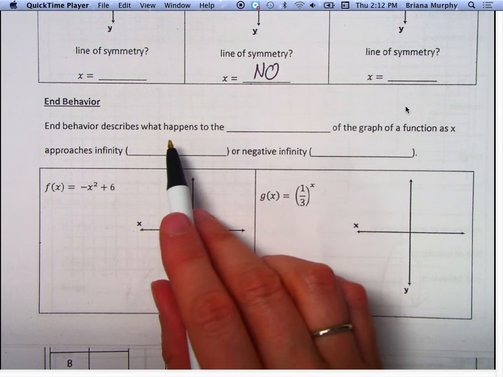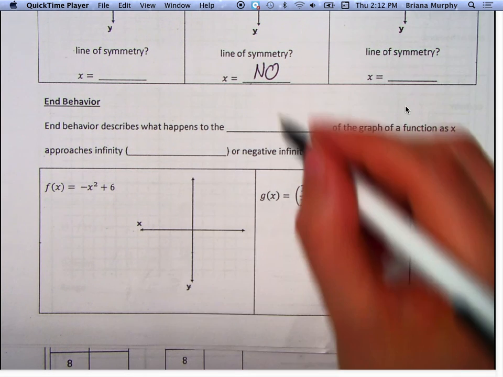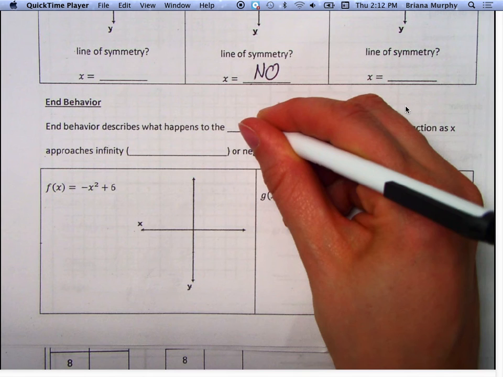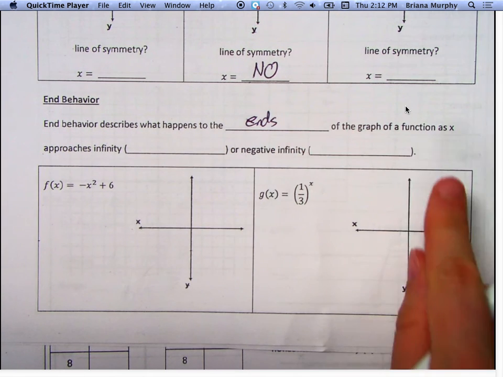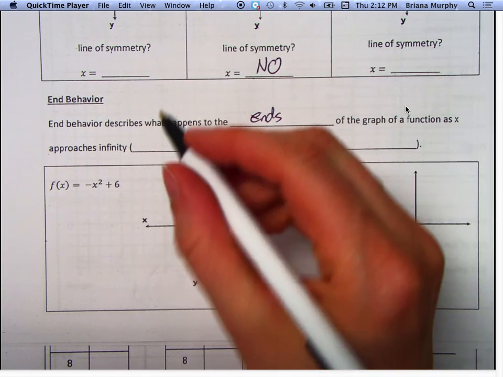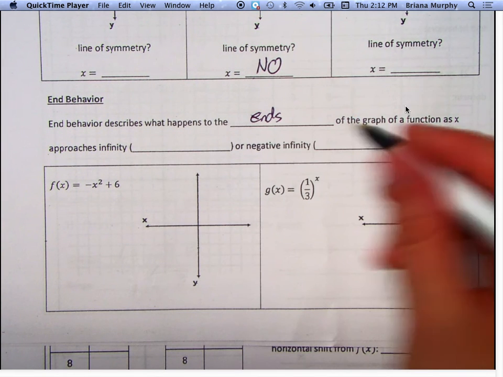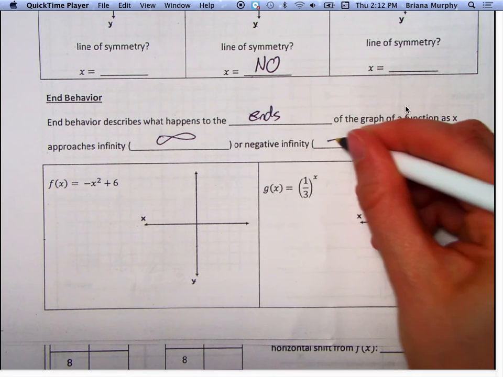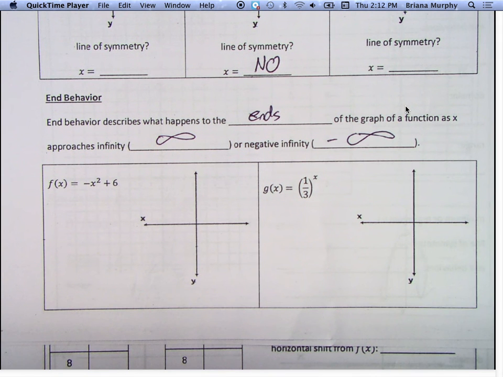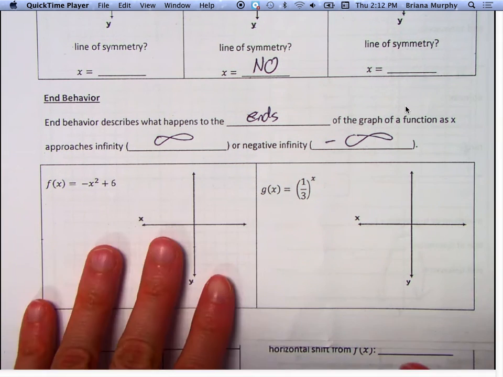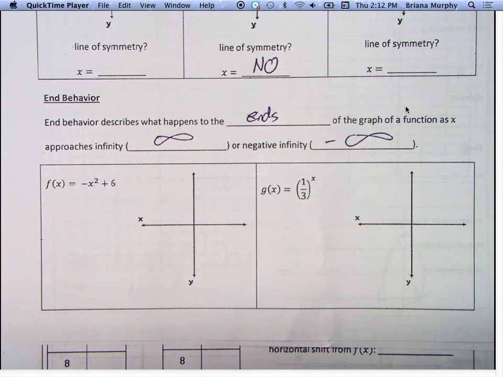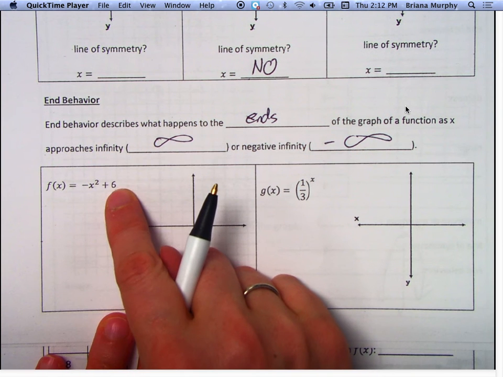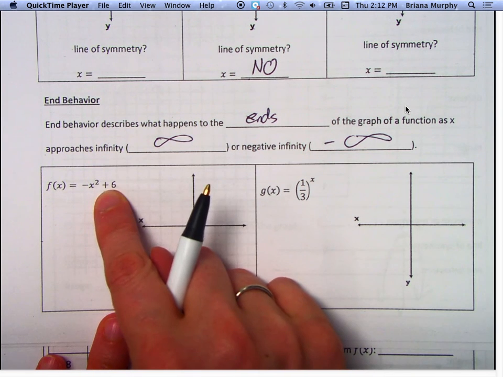End behavior describes what happens to the y ends of the graph, we could say, as x approaches infinity or negative infinity. This is what infinity looks like, negative infinity. Okay? So we're going to talk about all the rest of these. Okay? So, negative x squared plus 6. So I know I move up 6.